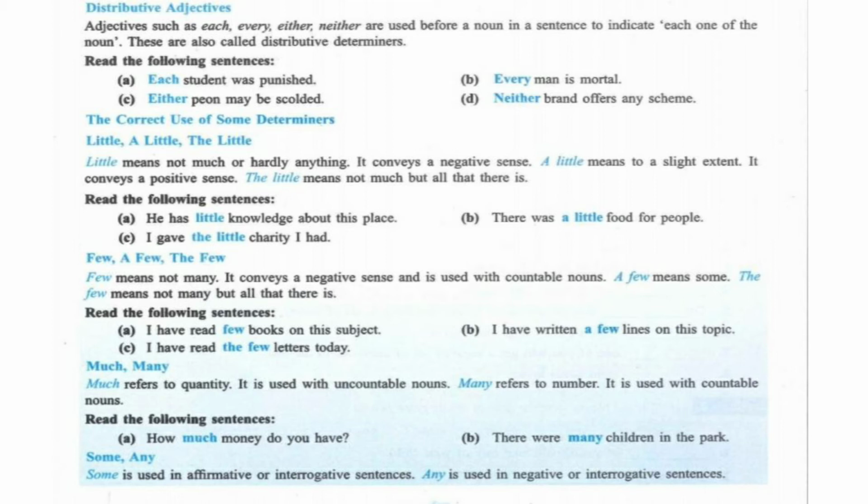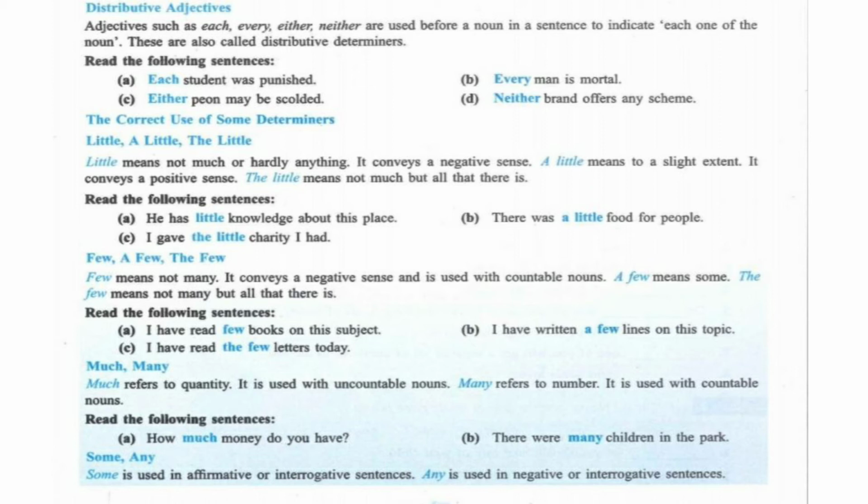Now if you read the following sentences: Each student was punished. Every man is mortal. Either peon may be scolded. Neither brand offers any scheme. So here each, every, either, neither, these are distributive adjectives used as determiners.